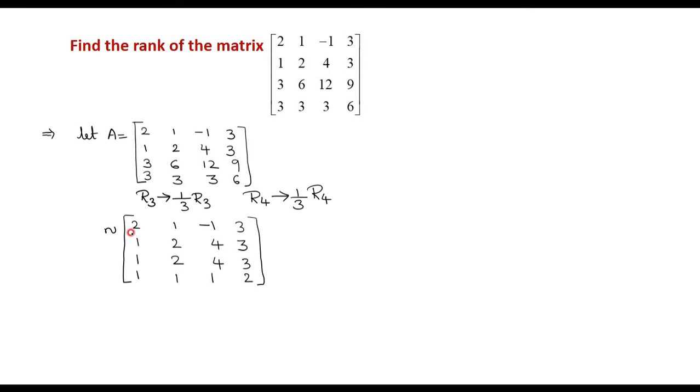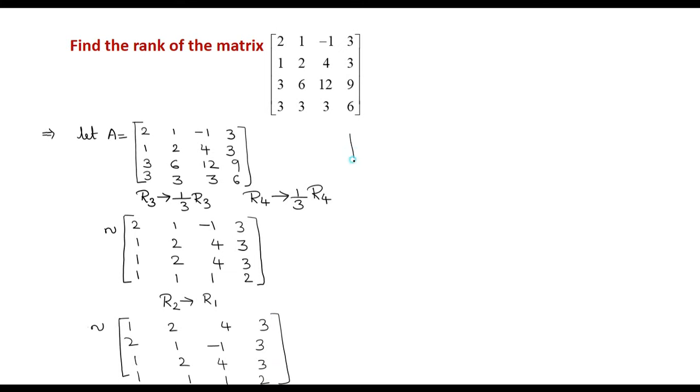Note that the first element in the first row and first column should be equal to 1. If it is 1, it is good. If it is not 1, interchange the rows to make that element 1. So here I am interchanging R2 and R1. So it is 1, 2, 4, 3; 2, 1, -1, 3; 1, 2, 4, 3; 1, 1, 1, 2.